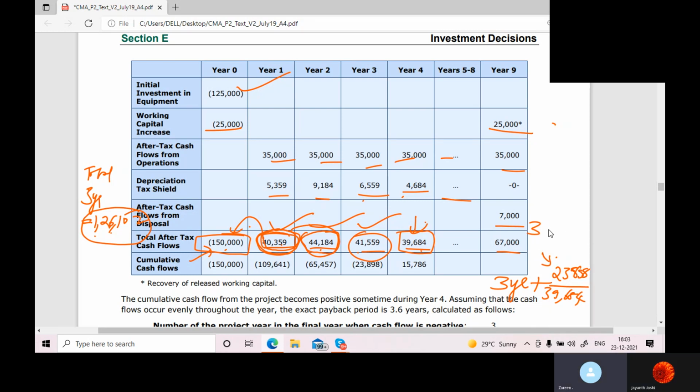It's 0.6022. So that is 3 years, 6 months that I am taking to approximately recover my entire 1,50,000 from this project. Okay, please calculate.